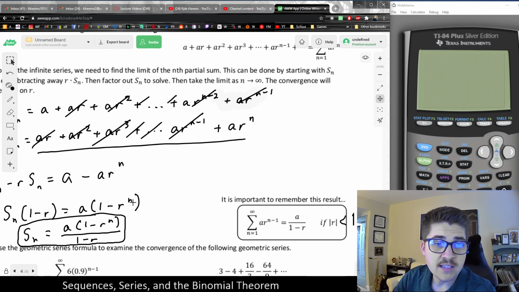Anyways, also, it's interesting to note that arithmetic series also have a similar shortcut formula for finding the nth partial sums, but I don't think we need to worry about that. It's not as relevant to much.